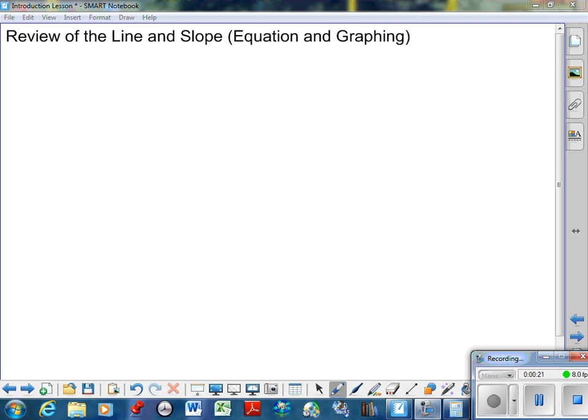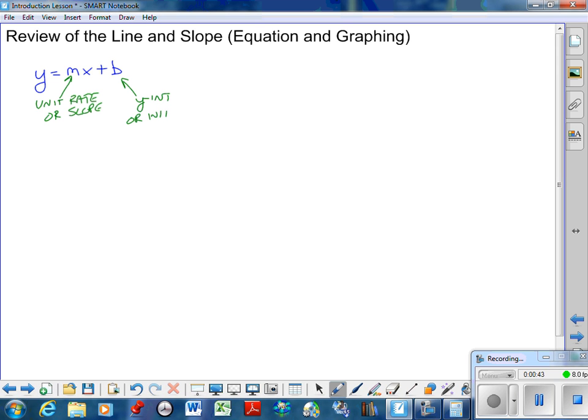So just very quickly going through this, if we have an equation y equals mx plus b, we know that the m is the unit rate or slope, and our b is our y-intercept or initial value. All right, so you need to be able to interpret or take that information out.